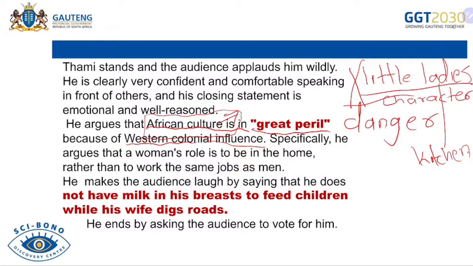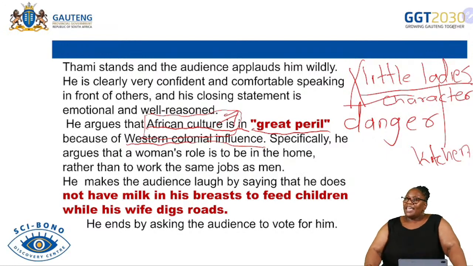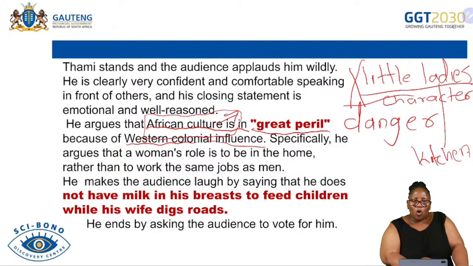And then he thinks Western colonial influence is a bad thing. Probably he wouldn't dare to open a car door for the wife. That would look very small to him. It will remove his dignity as a man. He continues to argue that the role of women is in the kitchen.